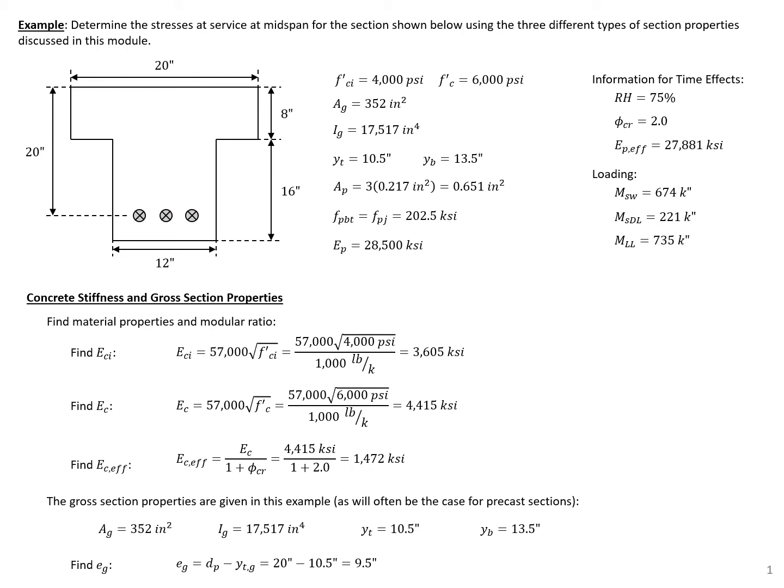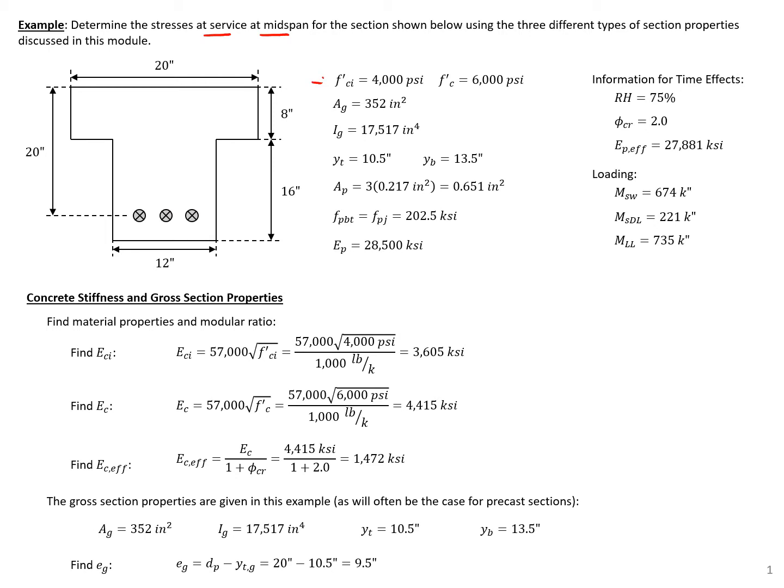In this example problem, we're going to determine the stresses at surface at midspan using the force-in-the-tendon approach for the section shown below. And we're going to use the three different types of section properties that we've been discussing in the module so far. You can see some of the properties that we'll need.